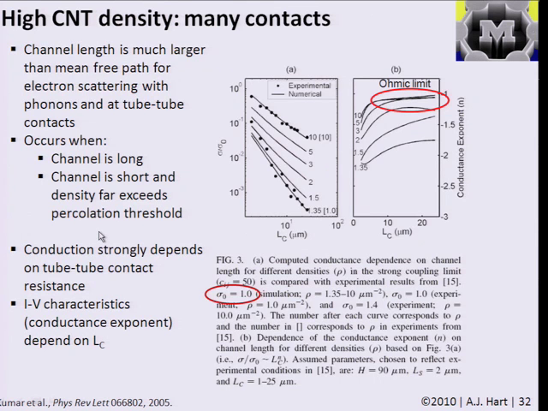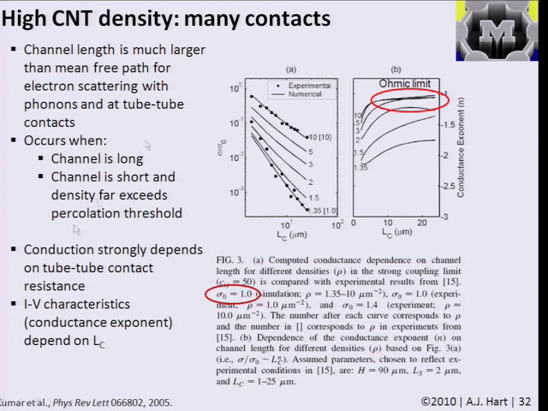If we look at the other limit, and we don't need to follow all the details on this slide, the paper has a lot of very nice results. But now they look at a case where they have a very, very high density of nanotubes. So they're way beyond the percolation threshold, and you have essentially a thin film of nanotubes at a high density. And they have a case where the length of the channel, L sub c, is much longer than the mean free path. So now we have essentially a ribbon of nanotubes that's many, many microns long.